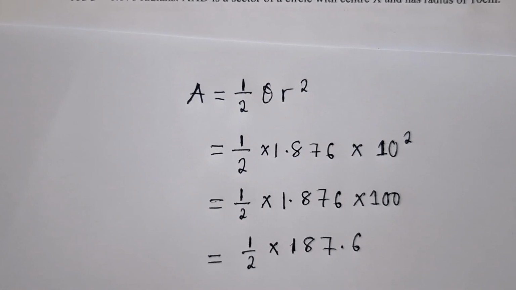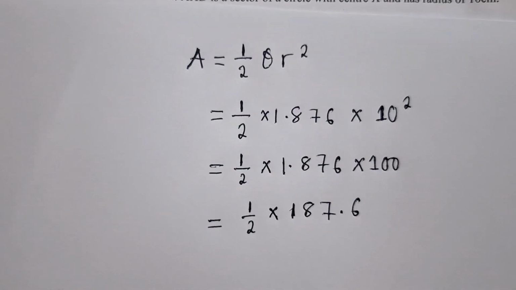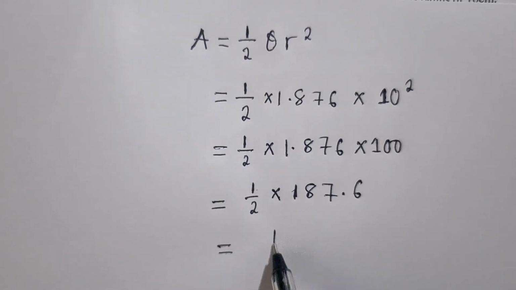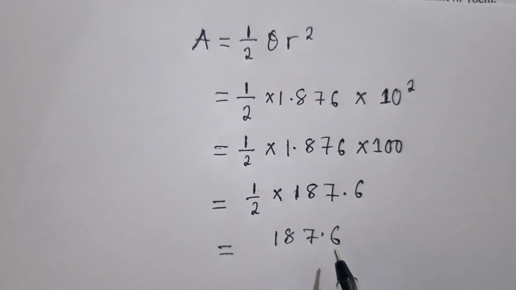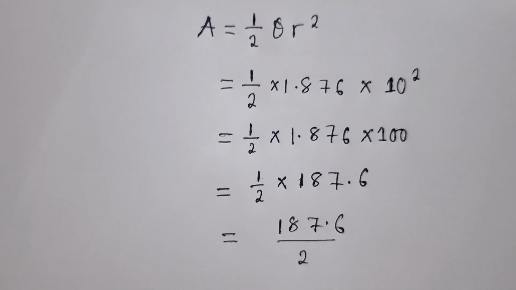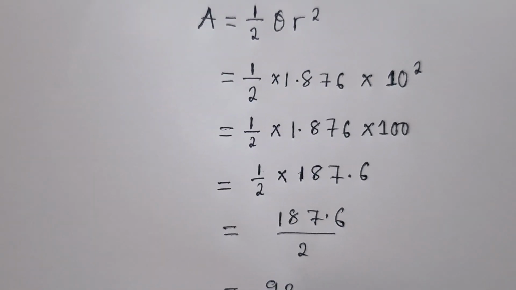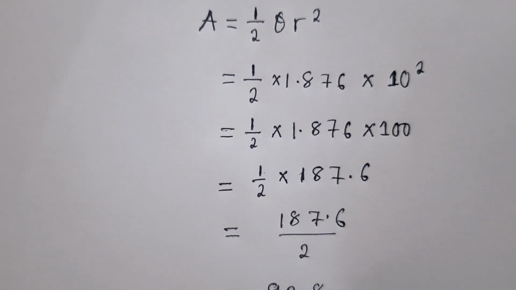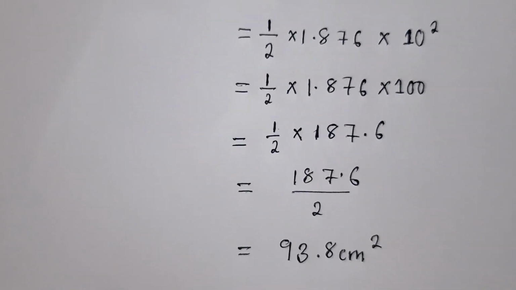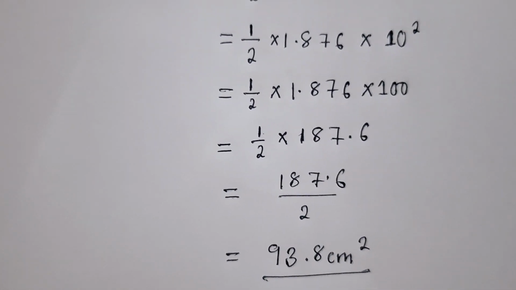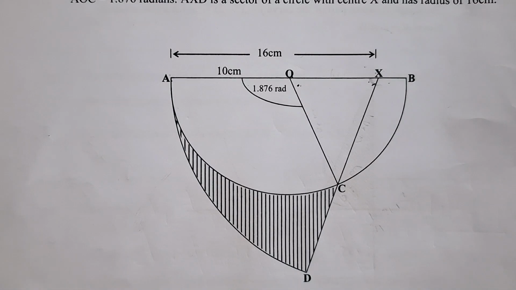From here, we can now multiply 1/2 times 187.6. So we can say 187.6 divided by 2. When we divide by 2 here, of course, this gives us 93.8 centimeters squared. So this is the area, the answer for the first question. Let's go to the next question.